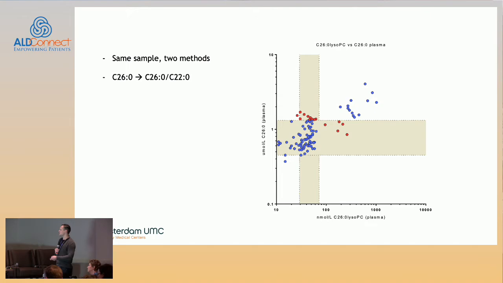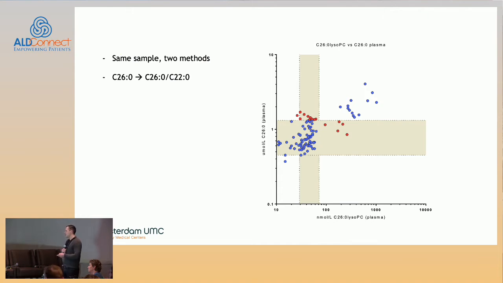When we compare these methods, all these dots are the same, so each is one sample measured on both methods. Here on the top right, we can see samples that are significantly increased in both methods. These are ALD patients and Zellweger patients. And here you can see that there are several controls that fall in the normal range. But of course the most interesting ones are these red dots, because these represent markers that are elevated in one method but fall in the normal range with the other method. So there's a certain discrepancy there.